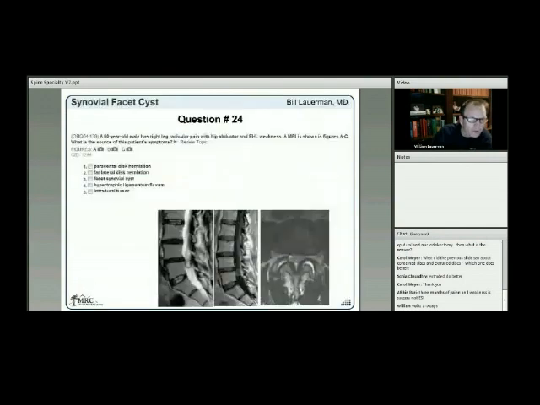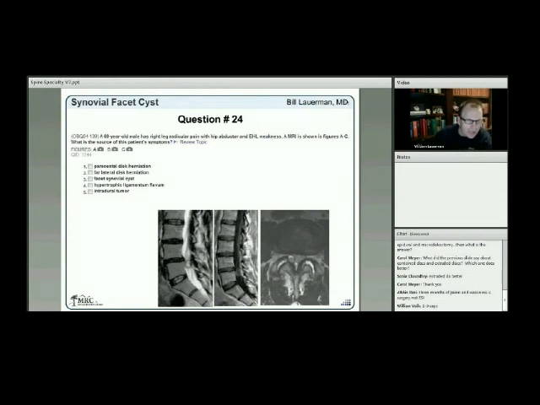Okay, we'll talk about another topic now. A 60-year-old male has right leg radicular pain with hip abductor and EHL weakness. An MRI is shown in figures A through C. What is the source of this patient's symptoms?